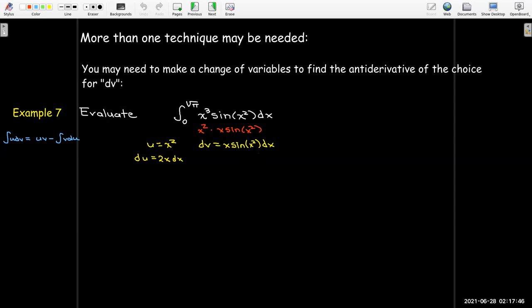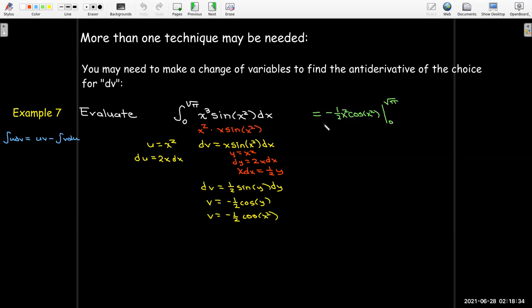So now in order to find the antiderivative, I'm going to go ahead and make a change of variables. I'm going to let y equal x squared. So dy is 2x dx, and x dx is half of dy. And so then dv now is 1 half sine of y dy. And I know the antiderivative of sine of y is minus cosine of y. So now I have minus 1 half cosine of y for v. And I need to change that back to x. So that'll be minus 1 half cosine of x squared.